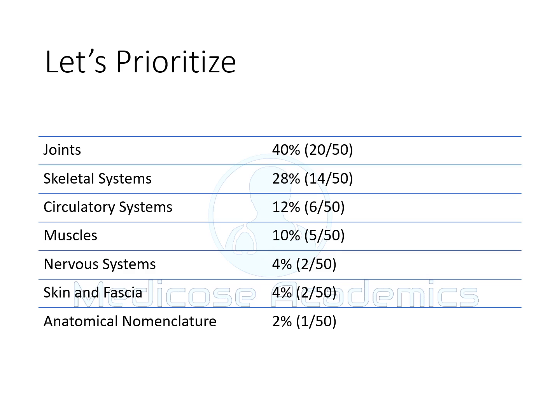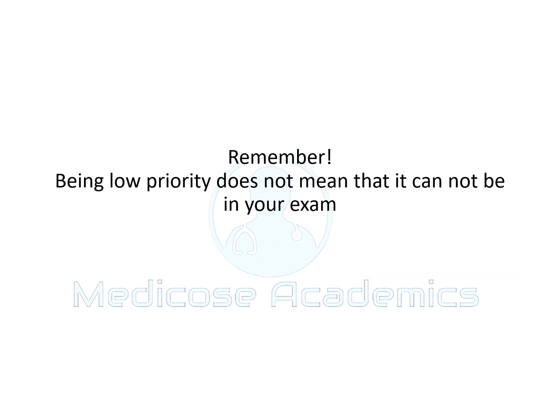Skeletal system is second in number. Questions are about the blood circulation and structure of the bone chiefly, but also about the classification. Then comes the circulatory system, muscular system, and in the low priority there is the nervous system, skin and fascia, and anatomical nomenclature.